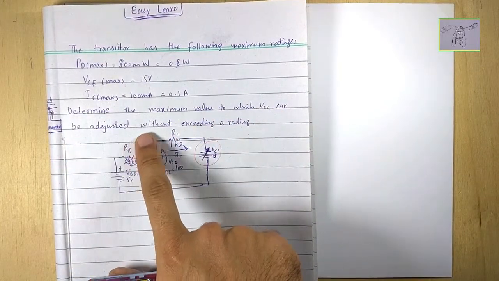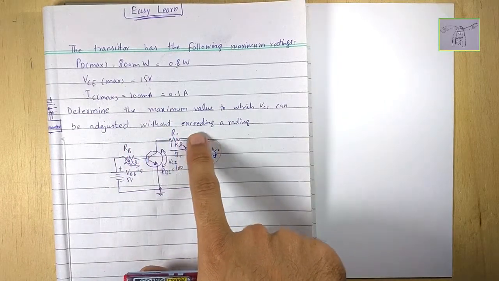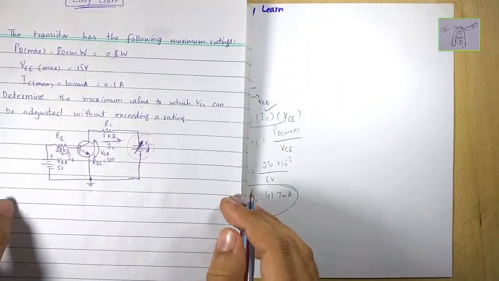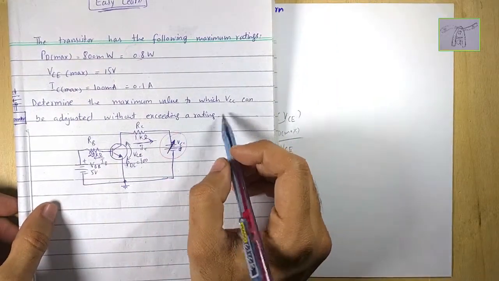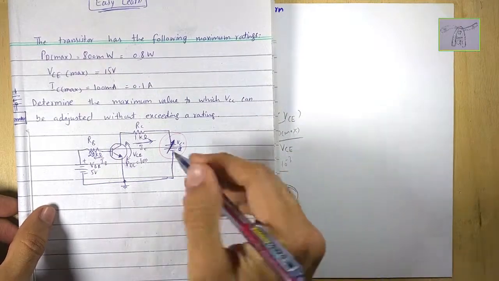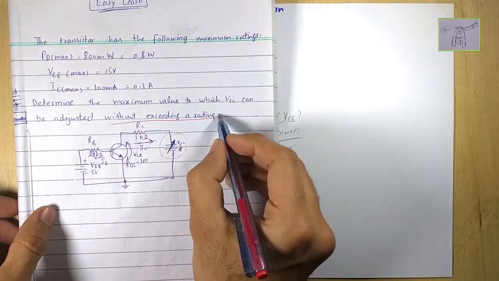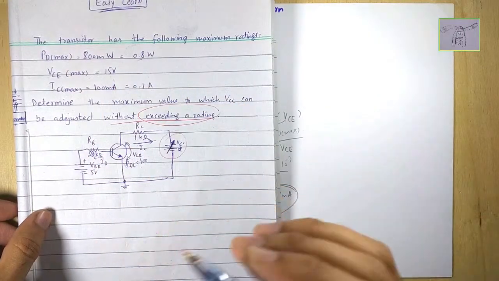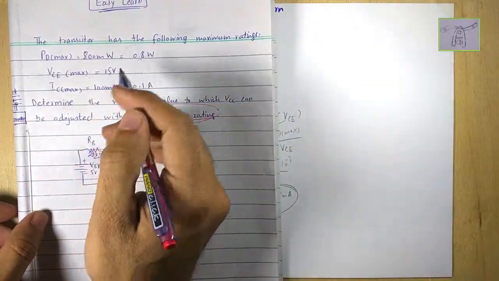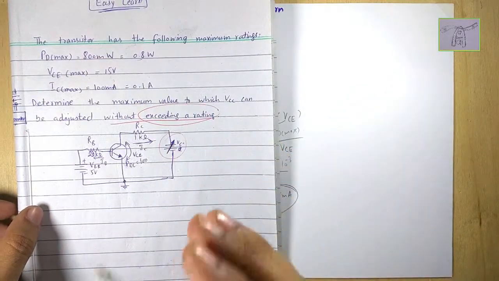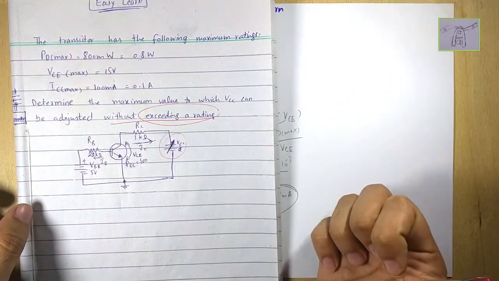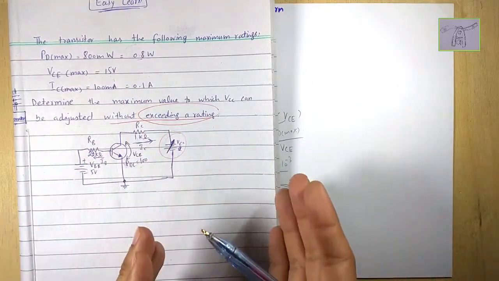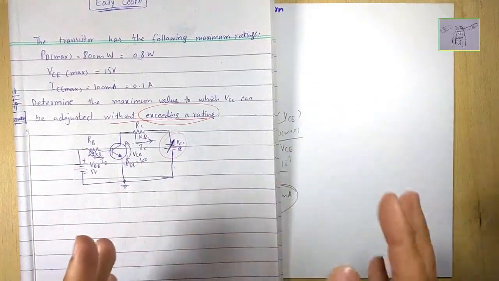And remember that we also have to stay within the ratings. There are the two limitations. In the first section we will calculate the VCC, and in the second portion of the question we will compare the calculated power dissipation with the provided power dissipation rating. If our power dissipation is less than the given rating, then of course we are within the limits and our VCC is in the safe zone.